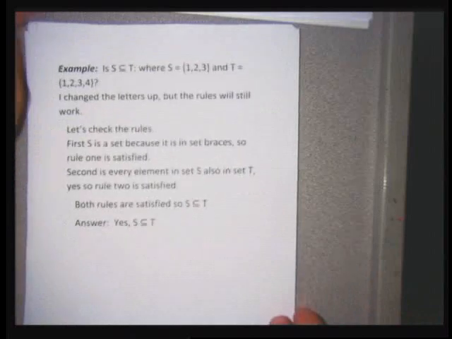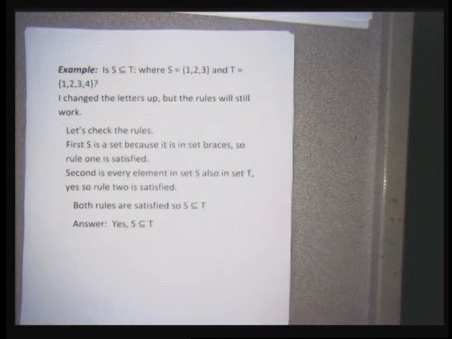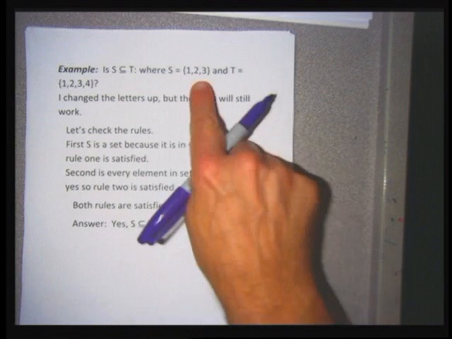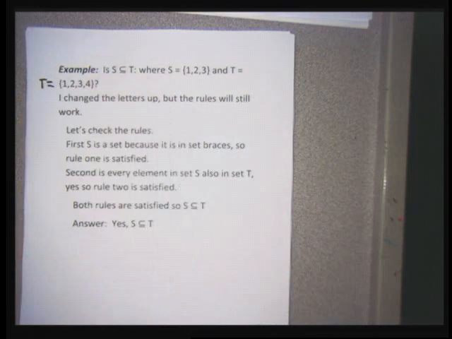Got a few more examples before we get into the problems. And I'm using different letters for the names of the sets, just so we're not always using A and B. So I give you two sets in this example, set S and set T. Set S contains the numbers 1, 2, and 3, and set T contains the numbers 1, 2, 3, and 4. And it asks, yes or no, is S a subset of T?